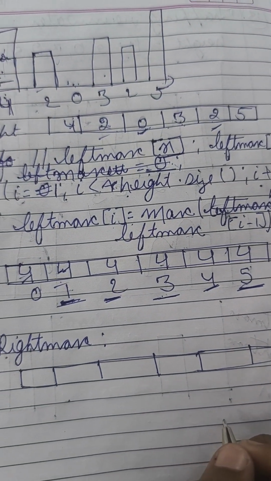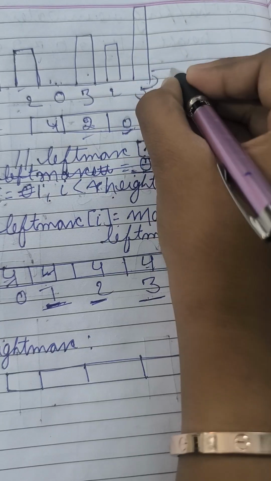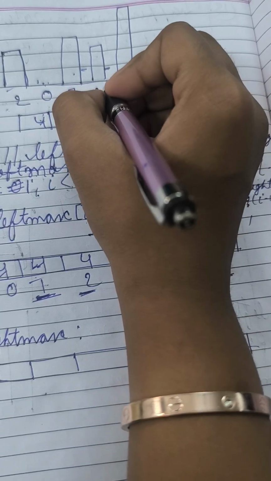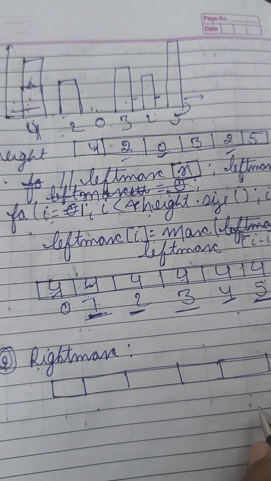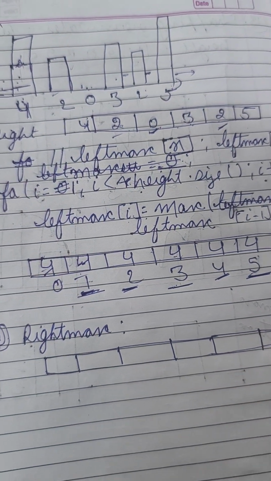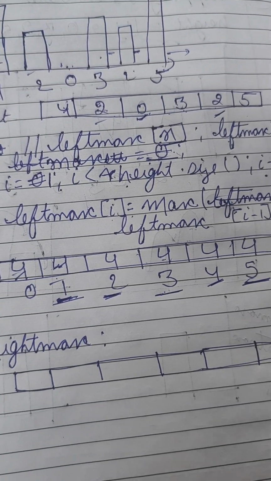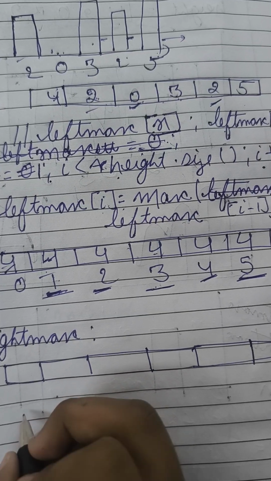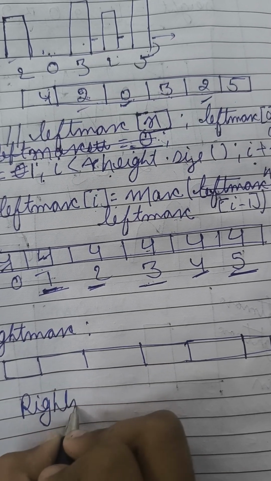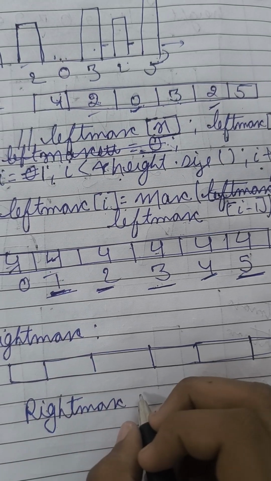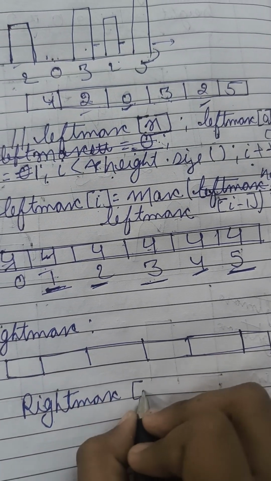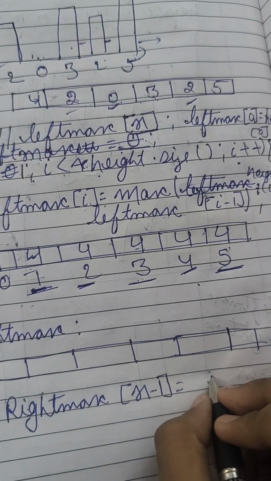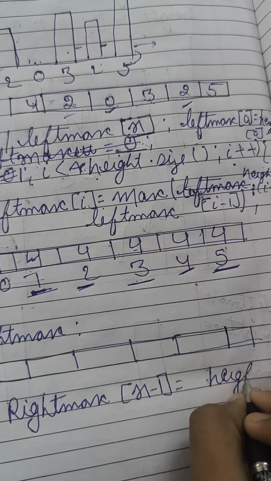And this time when we have to find the right max, meaning what is the maximum element for this 2? It's 5. For this one it's going to be 2. So this time I have to consider the maximum element on the right, right? This time the loop will run in the opposite way. So before applying the loop, I am going to declare the right max of the last element, which is n minus 1. Right max of n minus 1 is going to be height of n minus 1.